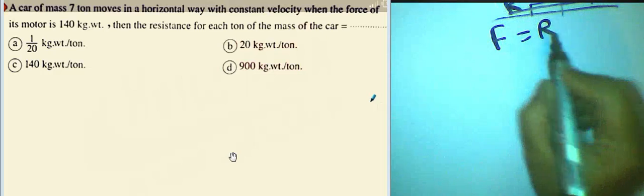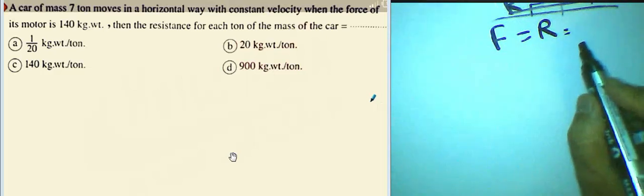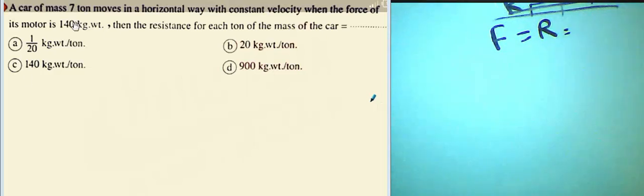Next question here. A car of mass 7 ton moves on a horizontal road with constant velocity, meaning acceleration equals 0, okay? When the force of its motor is 140 kilogram weight, then the resistance for each ton of the mass of the car. Okay, the car moves on the horizontal road, meaning force equals resistance. The resistance here equals what?